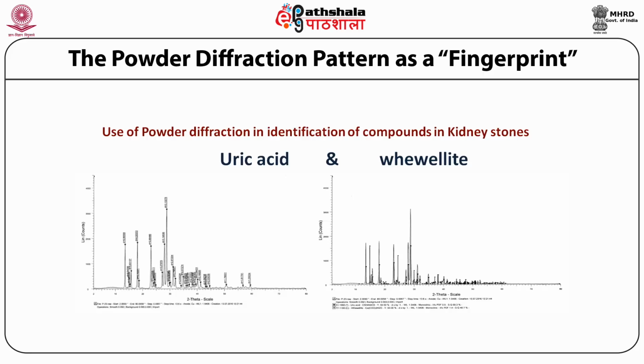One of the major applications of powder diffraction is in the identification of the compounds in kidney stones. The figure shows the powder diffraction pattern with different d-spacings. The plot shows the peak intensity on the y-axis, and on the x-axis it is 2 theta. The two examples given here are uric acid and wavellite. These are the compounds identified in kidney stones using the powder diffraction pattern.